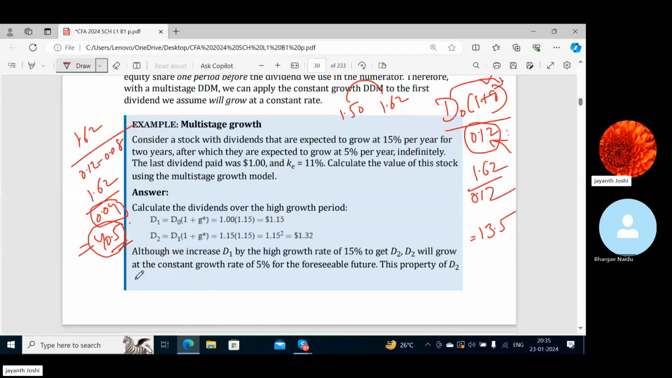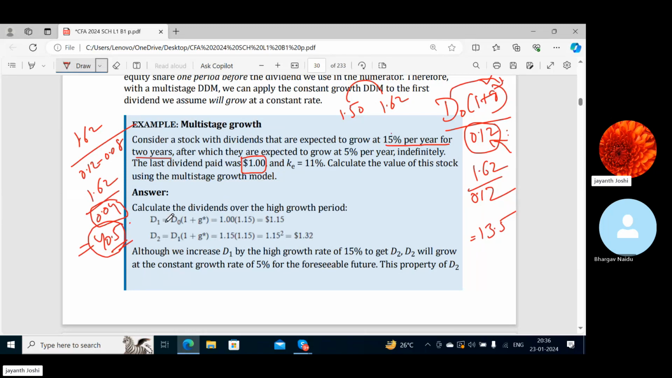So now let's consider a stock with dividends that are expected to grow at 15% per year for 2 years. So for 2 years, the dividends of the stock are going to grow by 15%. What is the present value of the dividend today? $1. So now we will show that this is growing at the rate of 15% for 2 years.